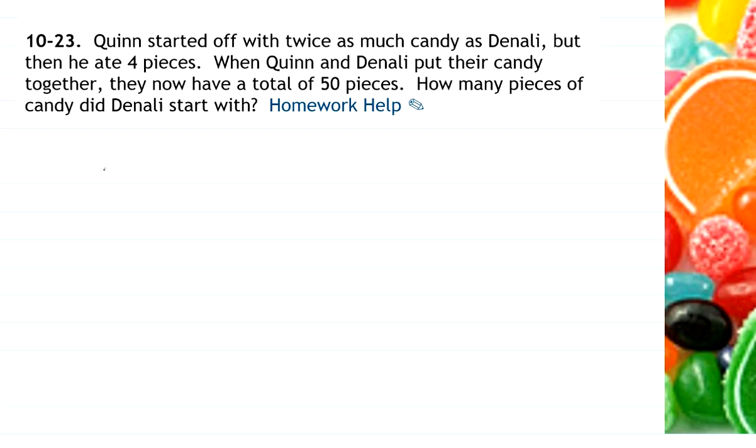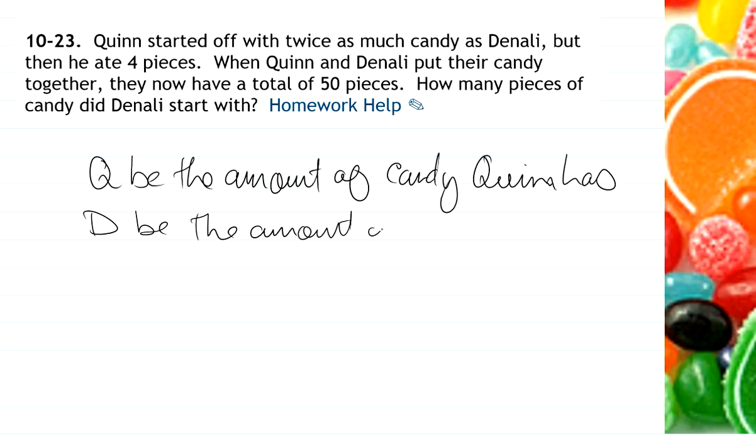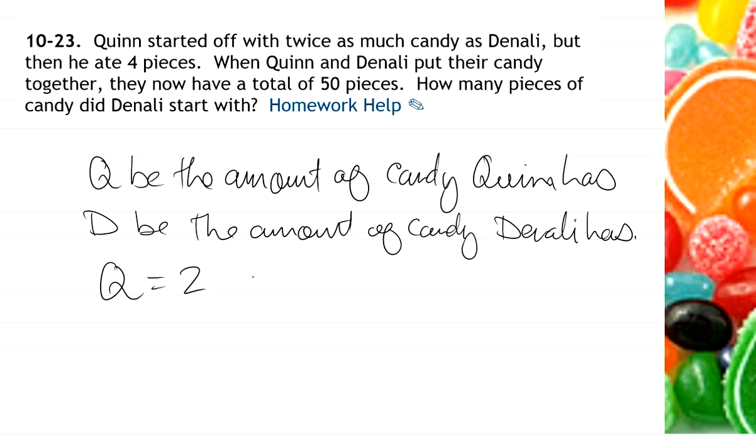So I'm going to let Q be the amount of candy Quinn has. And I'm going to let D be the amount of candy Denali has, the great one. Okay. So it says that Quinn started off with twice as much candy as Denali.